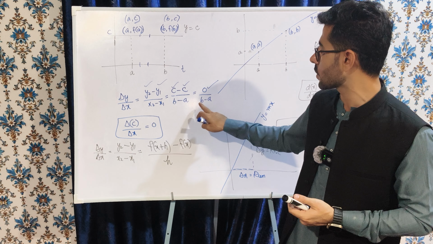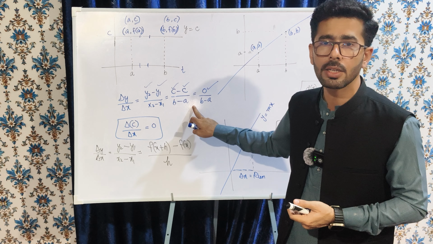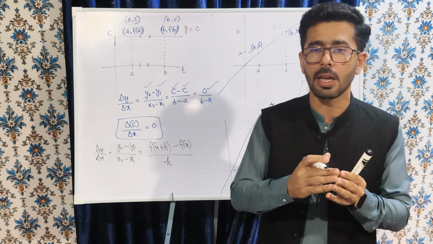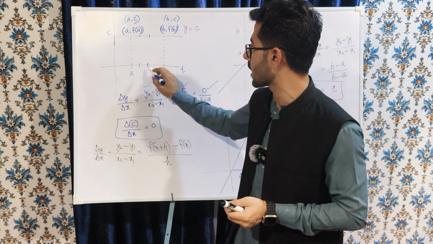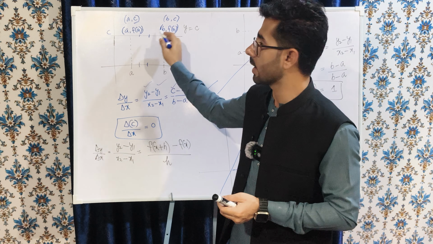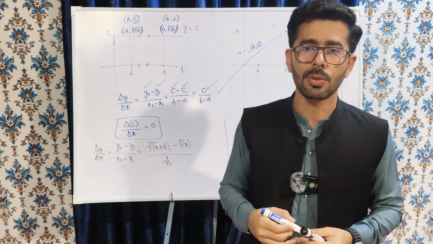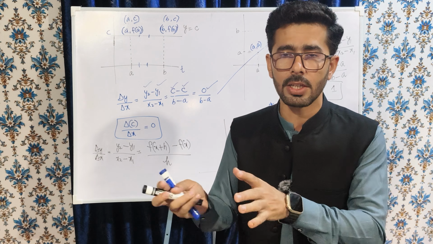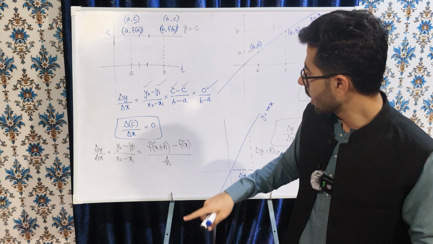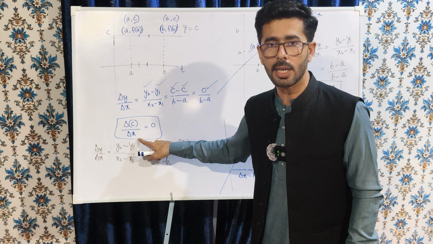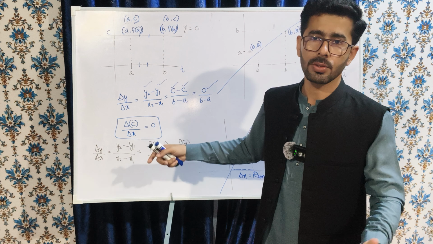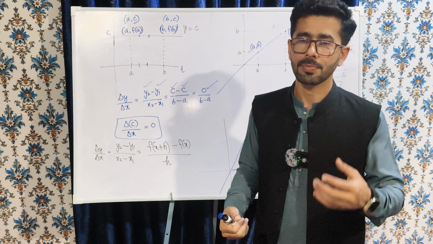So x has changed from a to point b. That means there's been a run. For example, we call the change in x a run, and the change in y we call the rise. So there's no rise, we just have made a change in x. So we say that the change in the constant function with respect to the inputs x is 0. There's no change in the constant function.